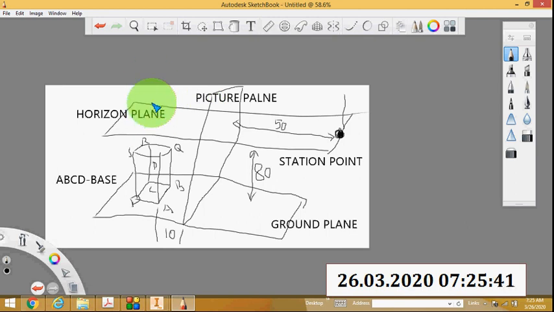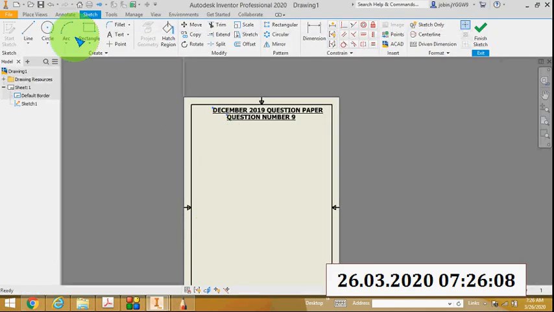So what is the top view of this? This is the top view position, and this is the top view direction. The top view is actually a square, PQRS. Then this is the front view, and this is the front view direction. What is the front view? The front view is actually a rectangle, and the top view is actually a square. Okay, so I will draw.